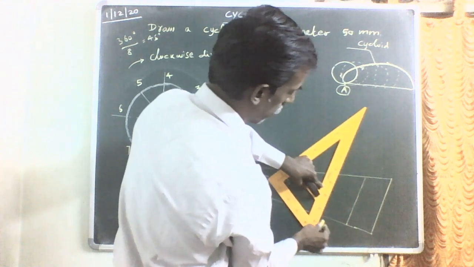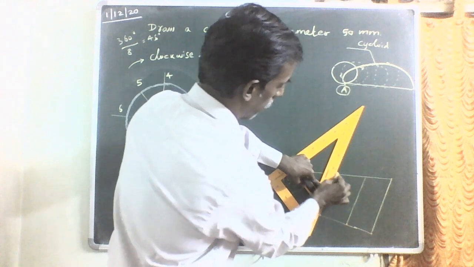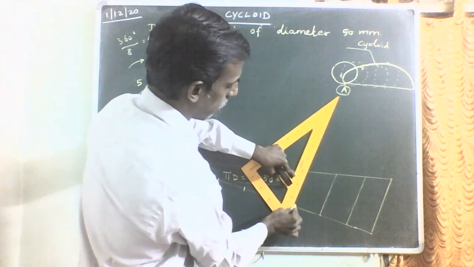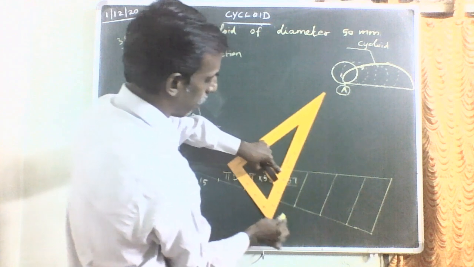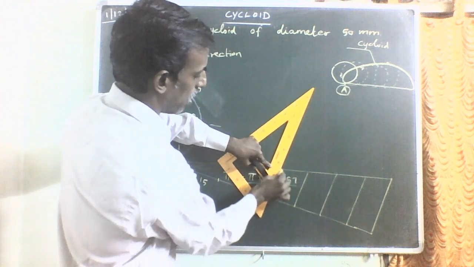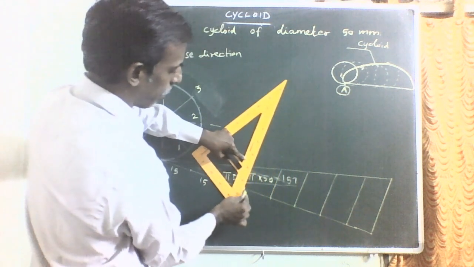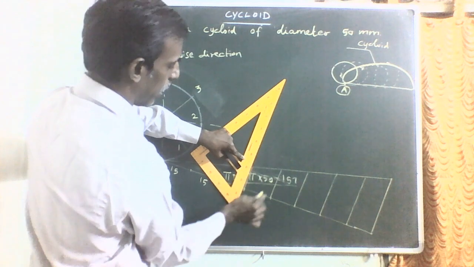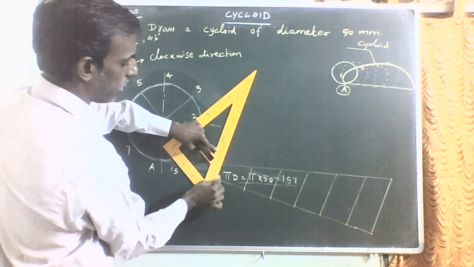Just move the scale parallelly. You can divide this line into a number of equal divisions. So using this method, you can divide any line into equal number of divisions.